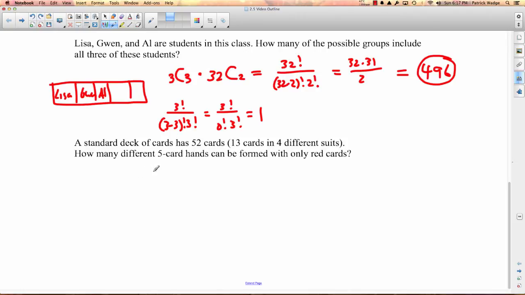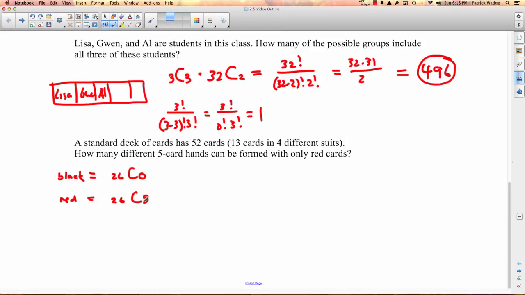Lots of questions to do with cards and combinations, because when you deal cards, as I said before, order doesn't matter. So we have a standard deck of cards, 13 cards in 4 different suits. We went through this before. How many different 5-card hands can be formed with only red cards? Alright, so let's think of black cards and red cards. How many black cards are there? There's 26 of them. How many red cards are there? 26 of them. How many black cards do you want to choose in order to have a hand with only red cards? 0. You don't want to choose any of them. How many cards do you want to choose so you have a 5-card hand with only red cards? You want to choose 5 of them.